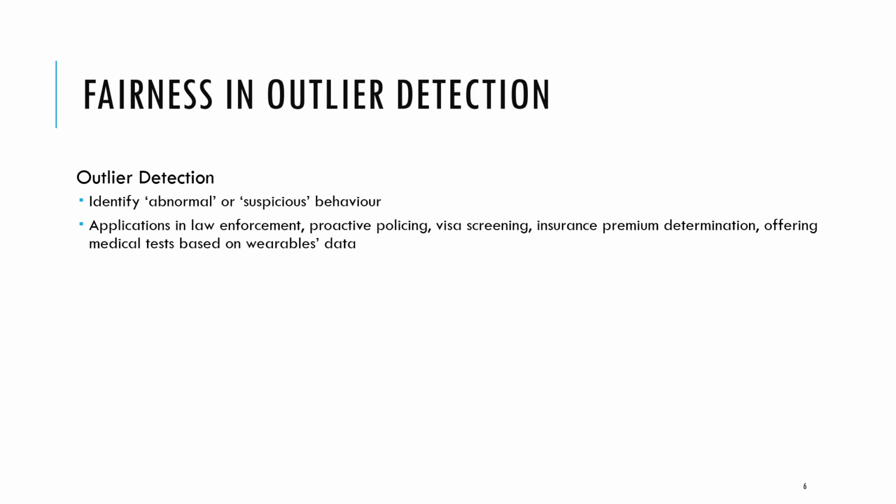In the case of outlier detection, it's often used in order to identify abnormal or suspicious behavior, and it has wide applications in law enforcement, proactive policing, visa screening, insurance premium determination. So if you take an unusual route during your daily commute, or if your speed during a drive is judged to be unusual, then you probably would get a higher premium the next time that you're trying to renew your insurance. And offering medical tests based on wearables data, and so on and so forth.